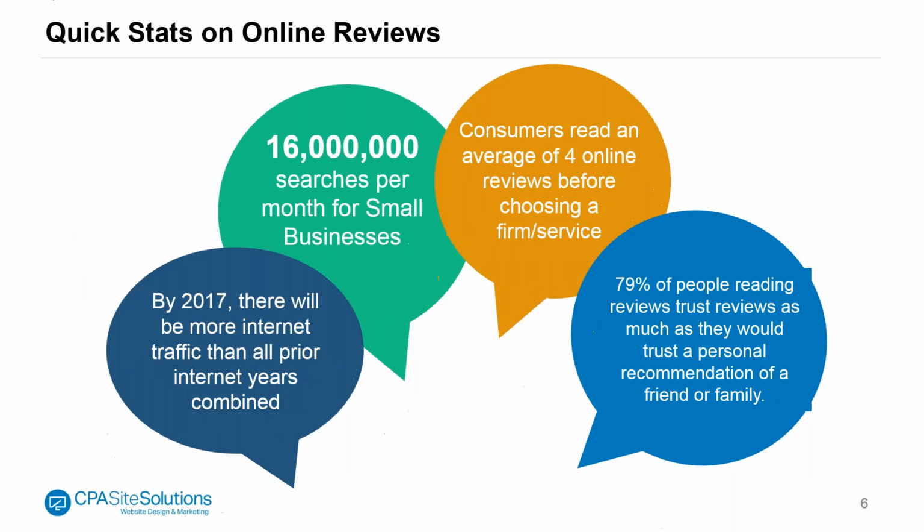Some quick stats on online reviews. It's really interesting that the internet has now become a small business marketing machine. And don't be fooled: over time, Google, Facebook, and even Twitter will find a way to make money on it. That's why Google built up a search engine so that people would pay to be found on the internet. By 2017, there will be more internet traffic than all prior years combined. That means it has really turned into a marketing machine.